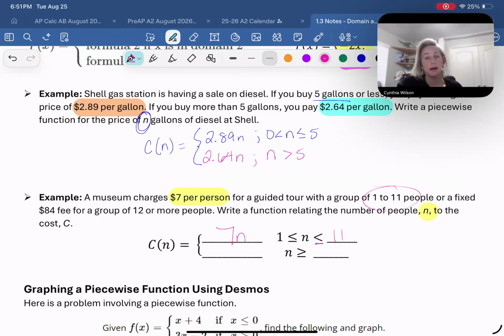Okay, now the last section of it says $84 fee. Does it tell you 84 per person, or does it just say 84? Right. So it's not a rate of change here. If I have 12 or more people, I'm paying $84 no matter what, when n is greater than or equal to 12.